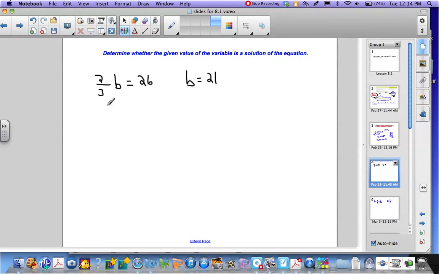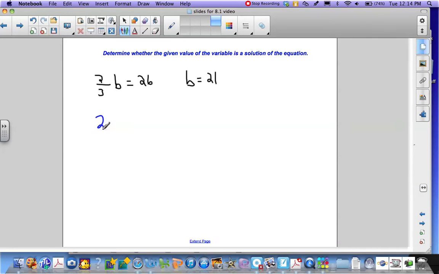In this one we have 2/3 b = 26, and we want to determine if b = 21 is a solution of the equation. Up here we have a coefficient and a variable, and when you have a coefficient and a variable without a sign between them, it's always multiply. So we're going to do 2/3 times 21. I'm going to put that over 1 because 21 divided by 1 is 21.